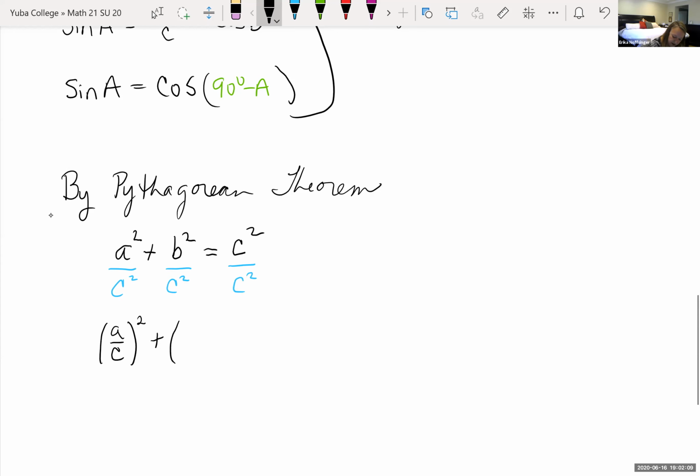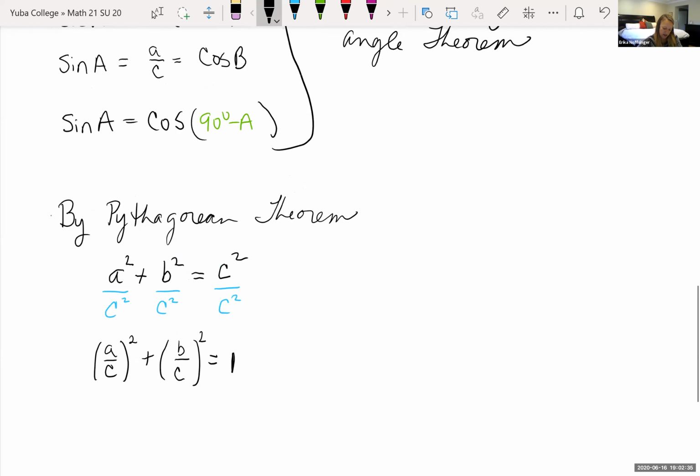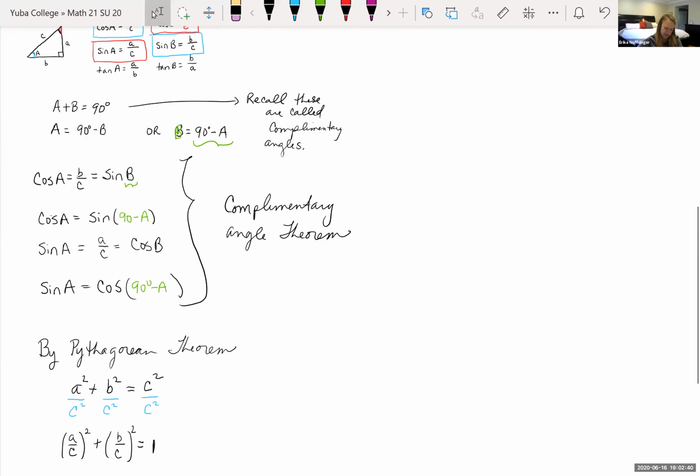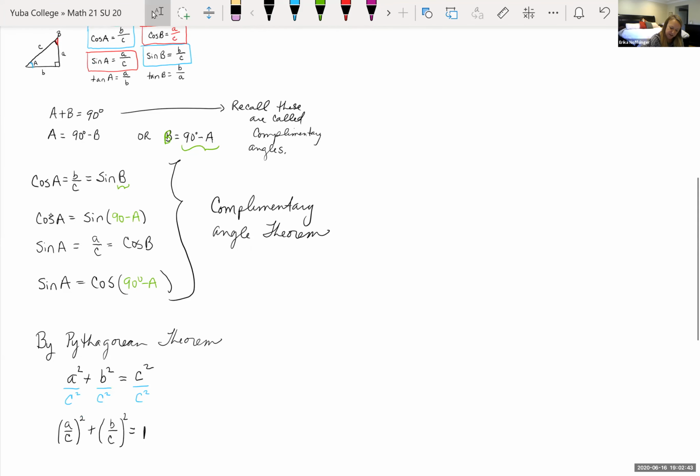Plus, same thing with the second fraction. I'm going to pull that square out because it's identical to squaring both the numerator and denominator. So that quantity b over c, quantity squared, is equal to, well, c squared over c squared is just 1. If you go back up to our triangle, though, let's look at that. What was a over c? So my side a over c, what was that?